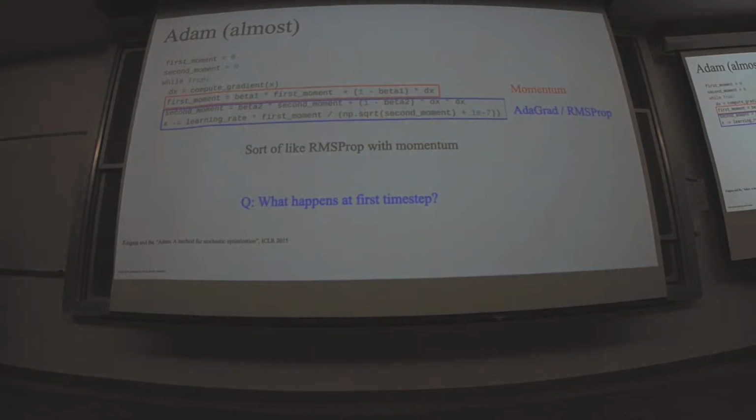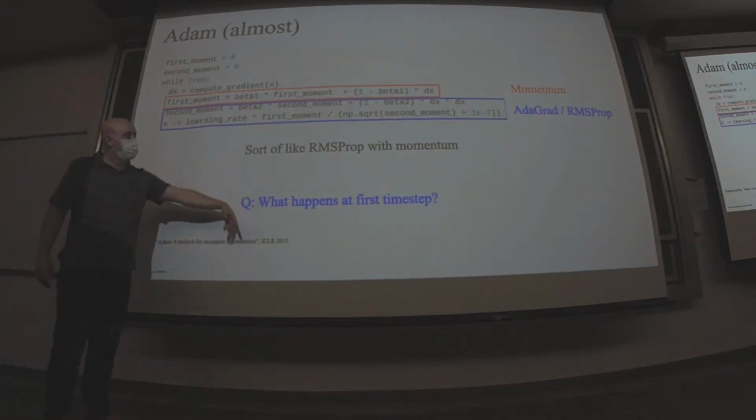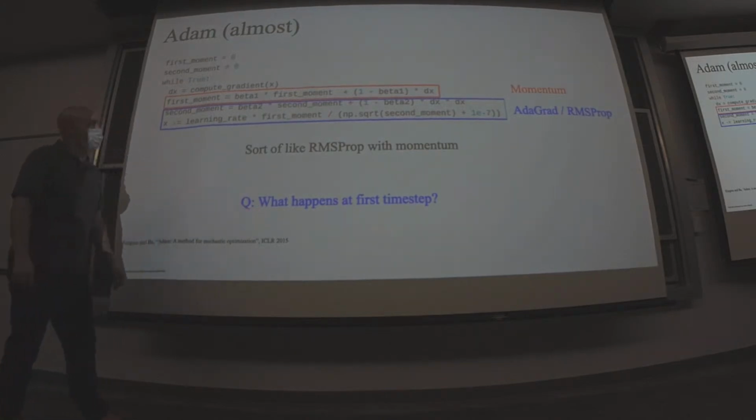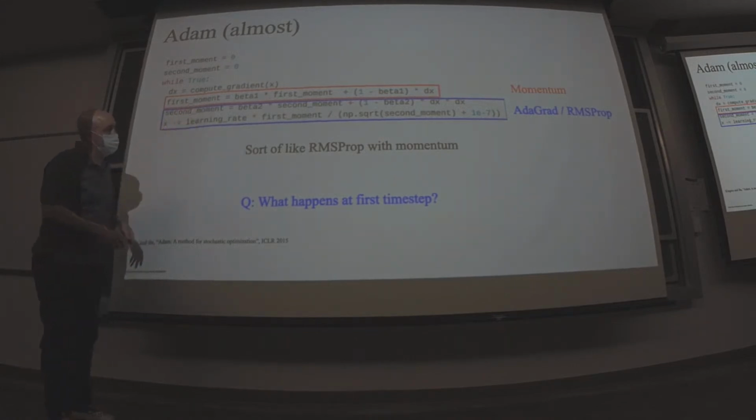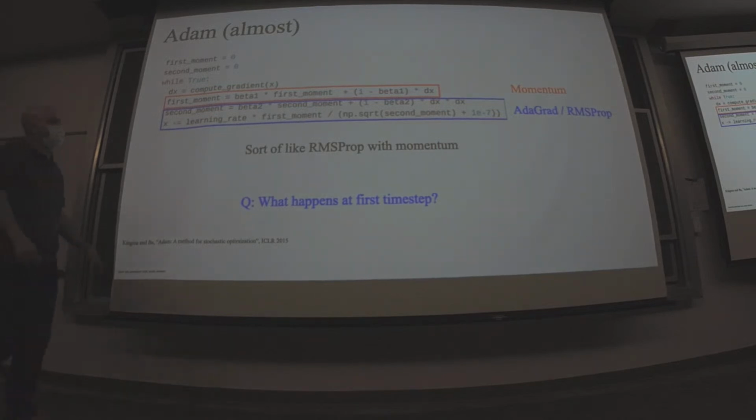Okay? So let's see, do I have it? Yeah, okay. Sorry. Sort of like RMSprop with momentum, right? So what happens at this first time step? Well, the first and second moments are 0, right? So what's the first moment? What's the second moment? Just 1 minus beta times dx. Yeah, so it should be just the gradient, right? If you're just starting this thing off, really it should just be the gradient. But you're dividing by this term here.